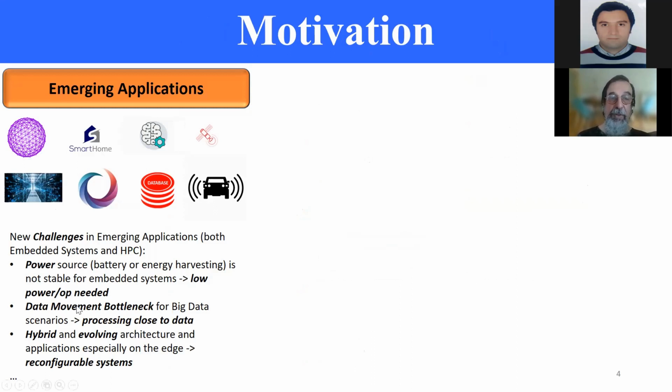Another bottleneck that we have is the data movement bottleneck for big data scenarios, where we need to process close to data. We need fabrics that do the processing close to data. And last but not least, both the architecture and applications are evolving over time, which necessitates a reconfigurable system, unlike application-specific chips that are not reconfigurable or adaptable.